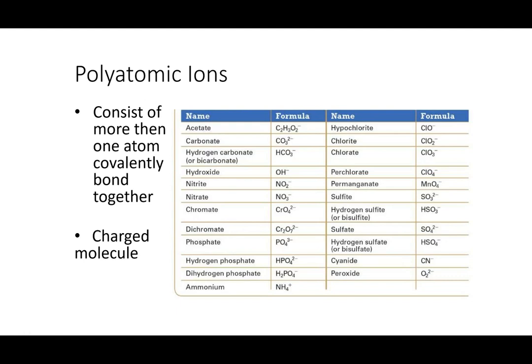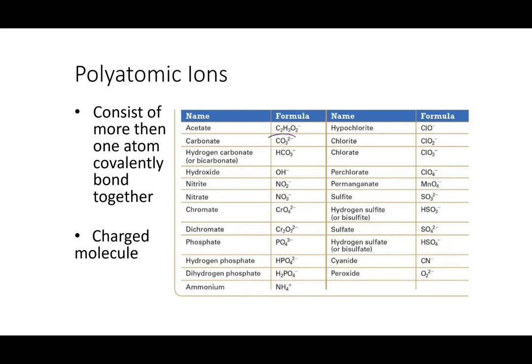The other exception to the rule is something called polyatomic ions. So up until now, we've looked at single atoms coming together, a magnesium and a chlorine, a calcium and a fluorine, a copper and a chlorine. Polyatomic ions are a little bit different. Polyatomic ions are a package of atoms that carry a charge.